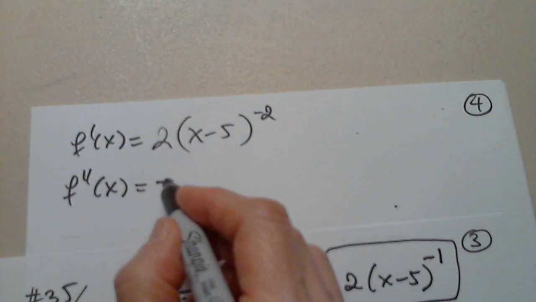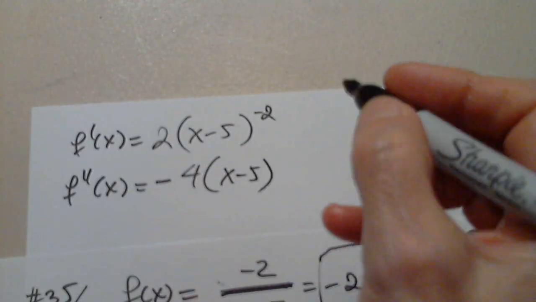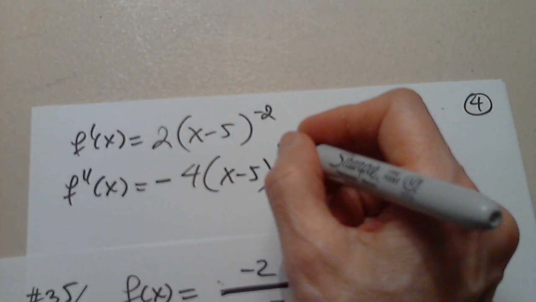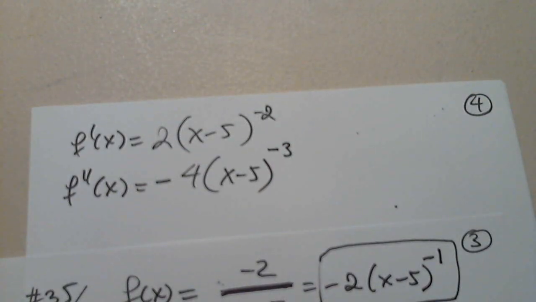Negative 4 times x minus 5 to the negative 3. Yes, times the inner function prime, which is 1.